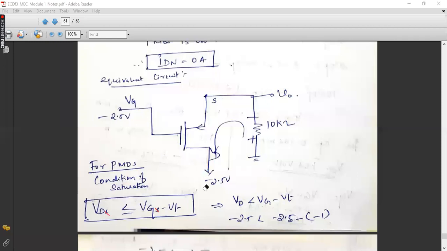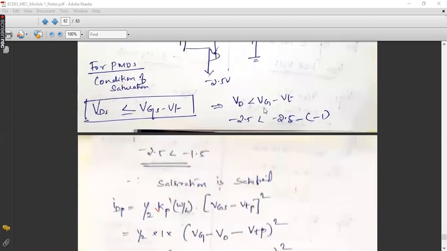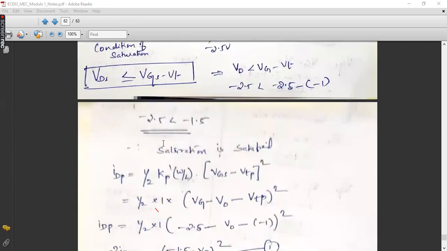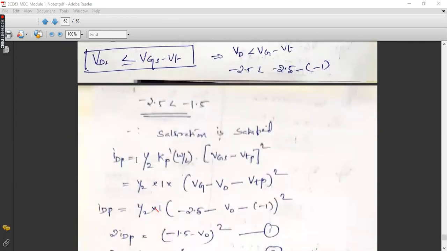So as per our analysis, the drain voltage is less than the gate voltage minus the threshold voltage. So condition is satisfied for saturation, and we will go for the current equation as per the saturation case. That is IDP is equal to half everything. It should be mentioned in P terms. That is PMOS. So I will put IDP instead of putting IDN. IDP is equal to half Kp dash W by L (VGS minus VTP) the whole square.